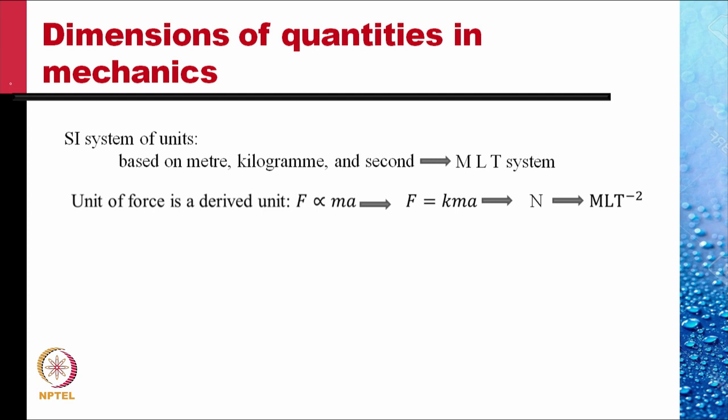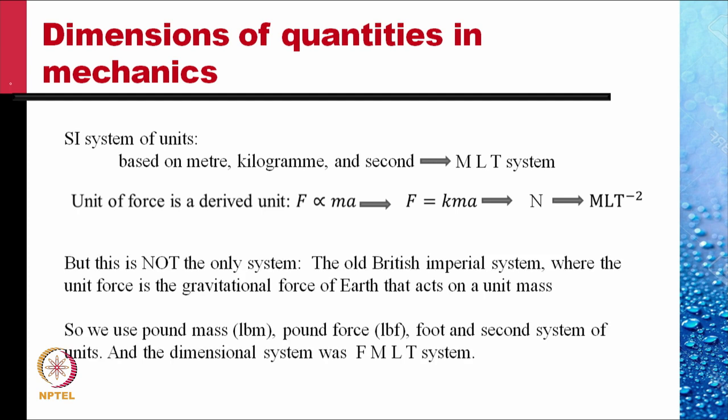The unit of mass is the kilogram, with a dimension of mass. Acceleration has a dimension of velocity divided by time, which is length divided by time squared. So the dimensions of force are M L T^-2. The unit of force is given the name Newton, and this is the force that produces an acceleration of 1 meter per second squared on a mass of 1 kilogram. But this is not the only system.